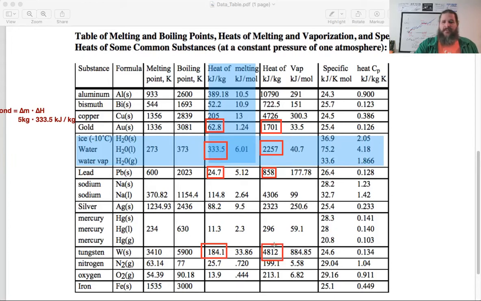So a table like this can be really useful. Anytime you want to figure out how much energy it takes to melt or boil something, you can look up the delta H appropriate for that substance and that phase change in the data table, and then multiply that by the amount of mass that's changing phase, the delta mass in that situation. Any questions on that so far?